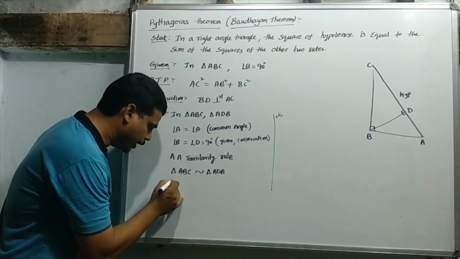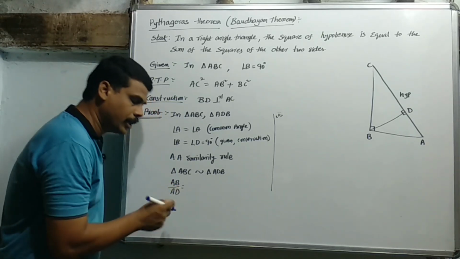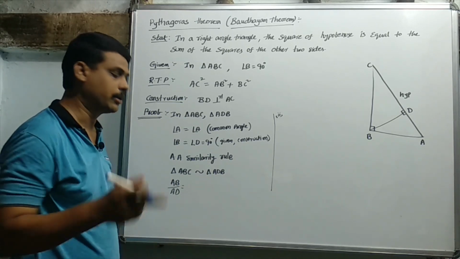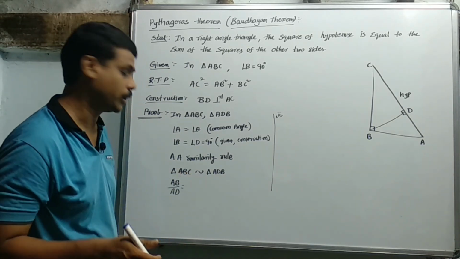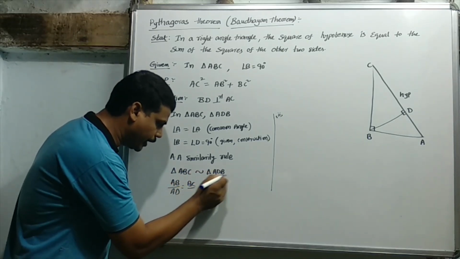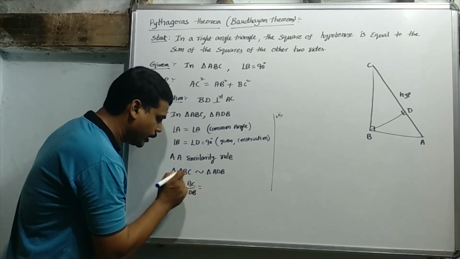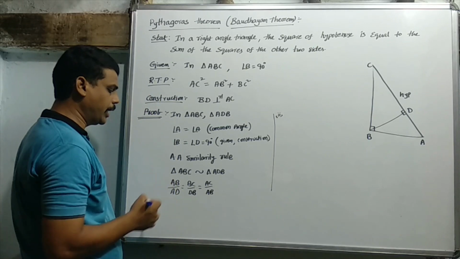You take AB by AD. If two triangles are similar, the sides are in the same proportion, the same ratio. AB by AD, and BC by DB, and AC by AB. Now you have to take AB.